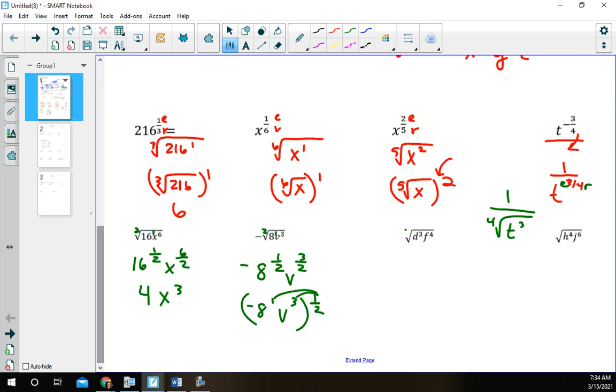Okay, my next one here, imaginary 2. Go ahead and try the next 2. Pause the video, try the next 2, see if you can set them up and simplify them. Okay, so this is D 3/2 and F 4/2. So this could be written as 2. You could have also done it all to the 1/2 power. This is H 4/2, J 6/2, so H squared, J cubed.